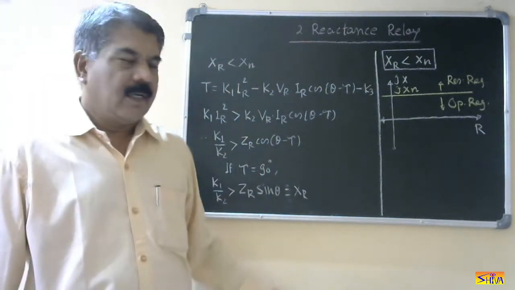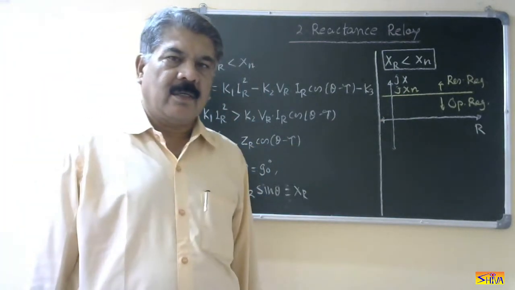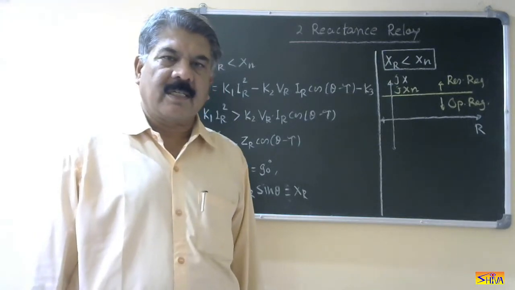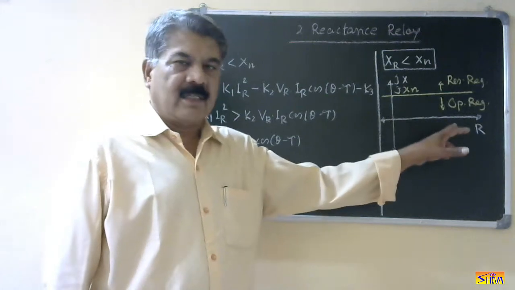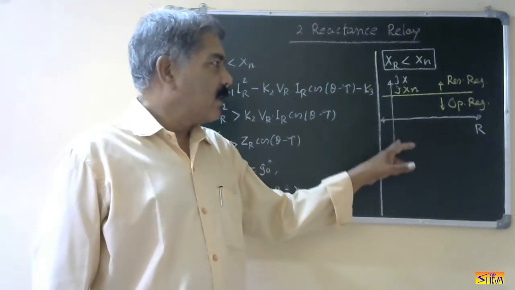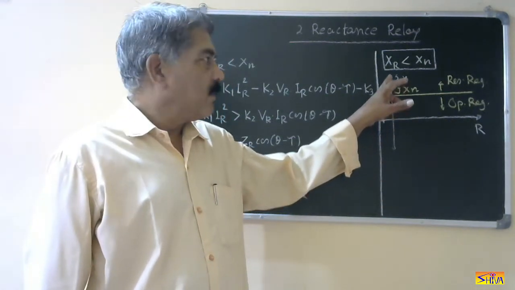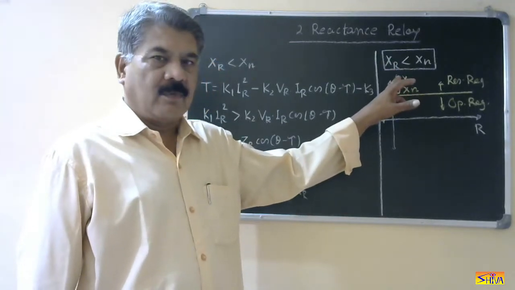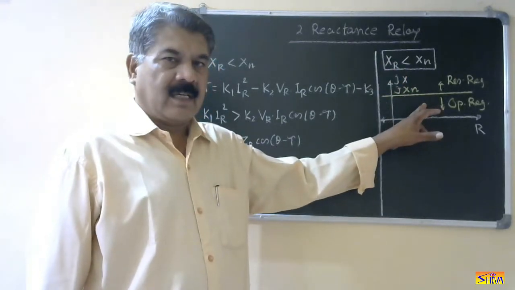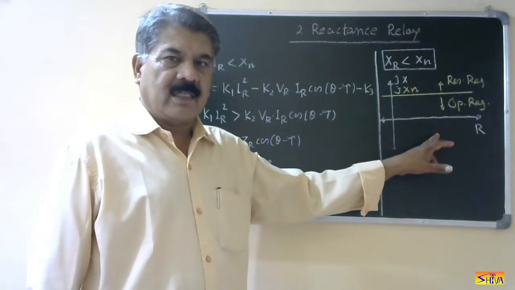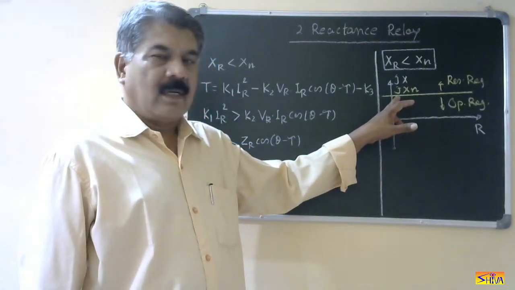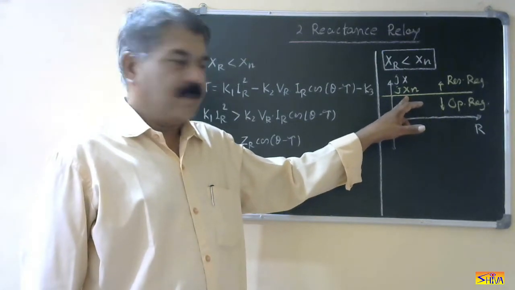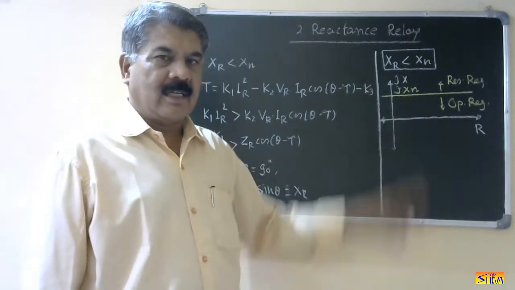Now let us plot the characteristic on the RX diagram, because all the distance relay characteristics are plotted in the RX diagram. We take resistance along the x-axis and reactance along the y-axis. So with this equation, we get a straight line characteristic, a straight line parallel to the resistance axis, passing through the intercept jXN. So this jXN is the reactance setting.